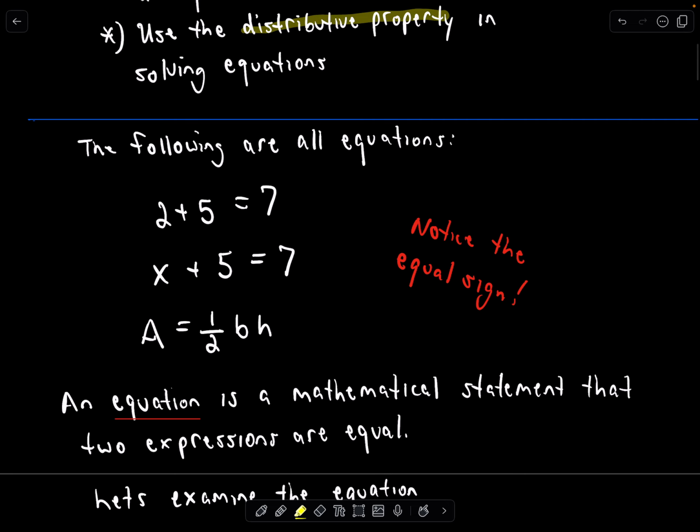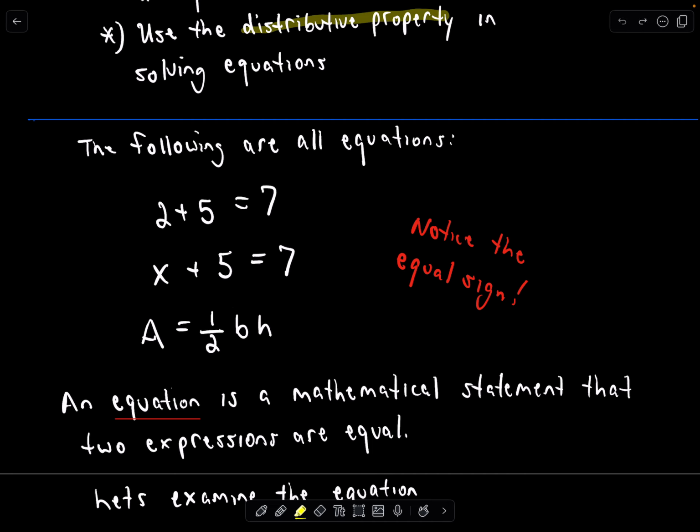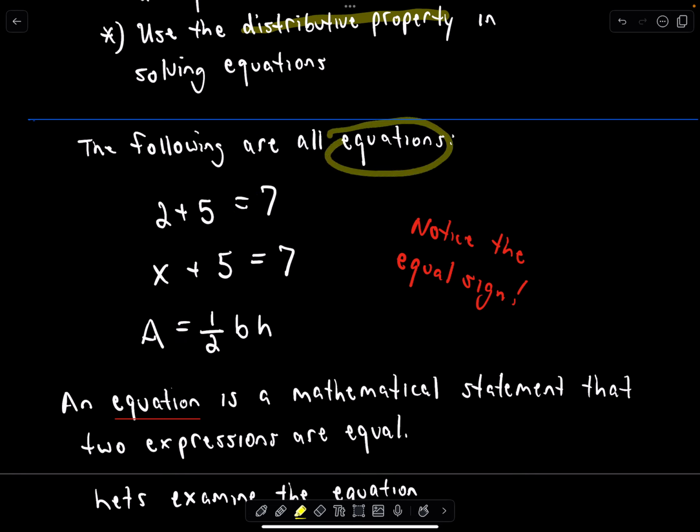The following are all examples of equations, and I just picked out 3 at random. We have 2 plus 5 equals 7, x plus 5 equals 7, and A equals 1/2 b times h, or area equals 1/2 base times the height. Maybe you remember that last one. That's the area of a triangle. And simply notice the equal sign, right? In each of these, we have an equal sign, and so we have an equation. That's all you're looking for.